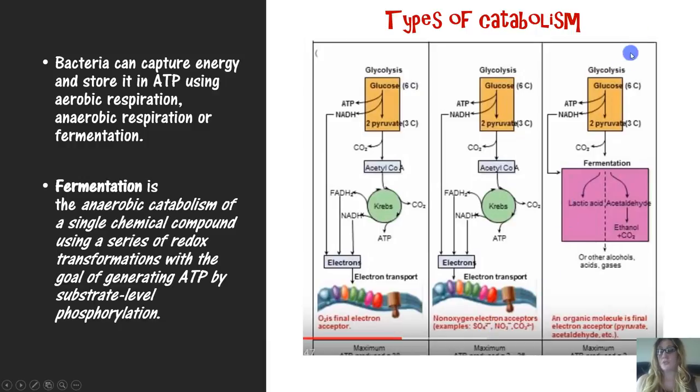Now, this third block is fermentation. Fermentation is also a type of anaerobic respiration, and I'll explain a little bit more in just a moment. So this is also anaerobic respiration, because as you can see, this also does not have oxygen as a final electron acceptor, right? Because that's the definition of aerobic respiration. This first block is the only one that has oxygen as its final electron acceptor. If it does not meet that criteria, it must be anaerobic cellular respiration.